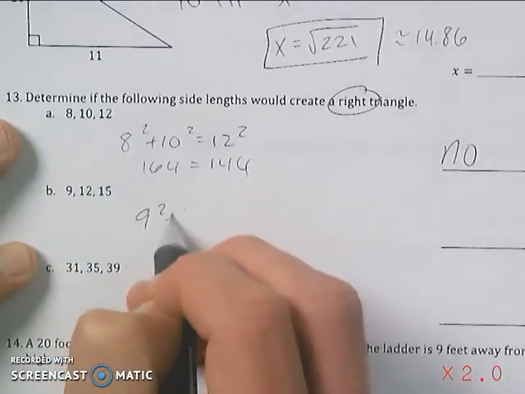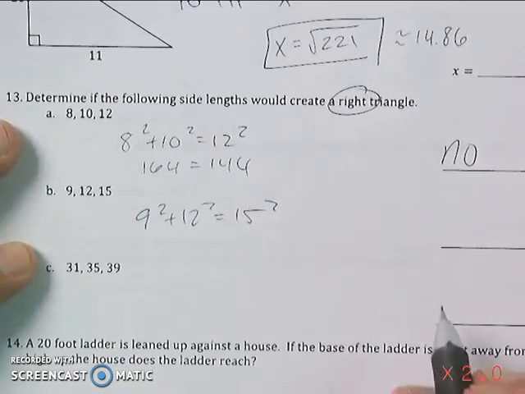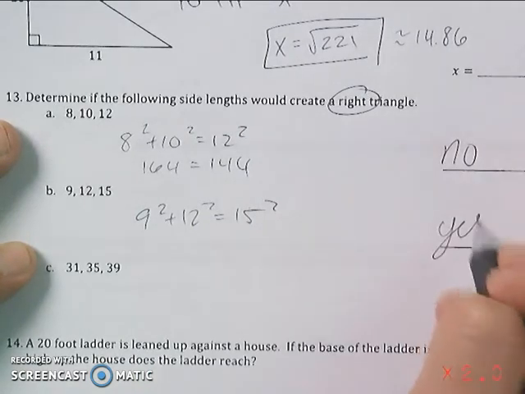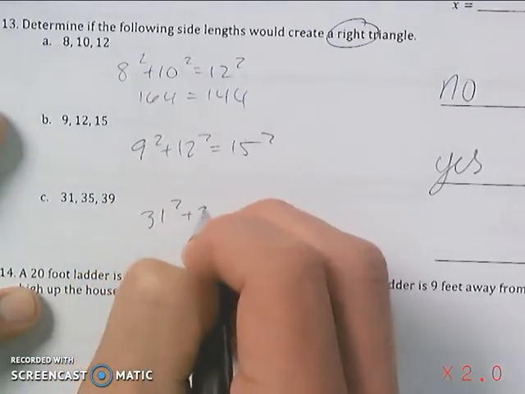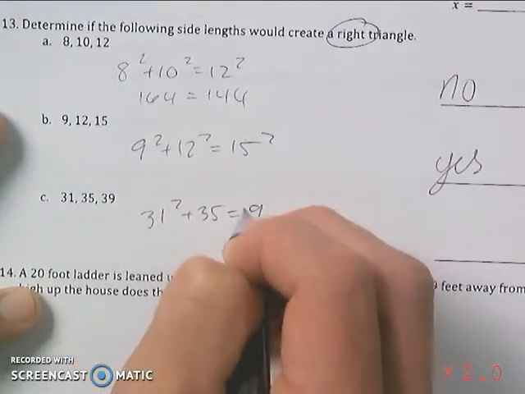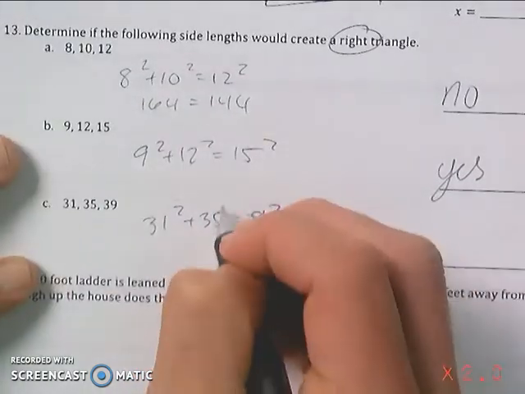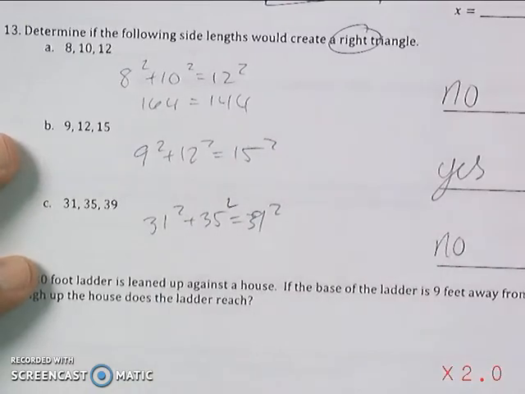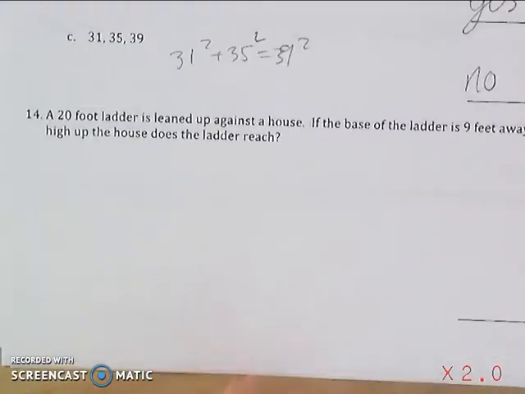9 squared plus 12 squared equals 15 squared. Is that true? Yes, that one is. And then 31 squared plus 35 squared equals 39 squared. Is that one true? Alright, 14.